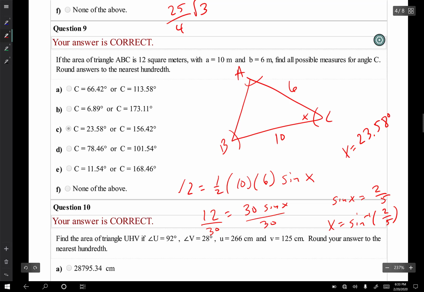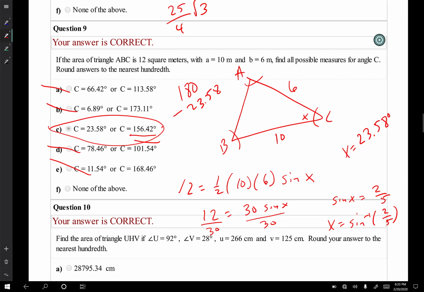And since they're not giving us any restriction, there's possibly another one. Well, there it is. It's C. Now, how do we get the 156.42, you may ask? Well, if you do 180 minus 23.58, so 180 minus 23.58, and you'll get your 156.42 degrees. So that's how you get the other one, guys.